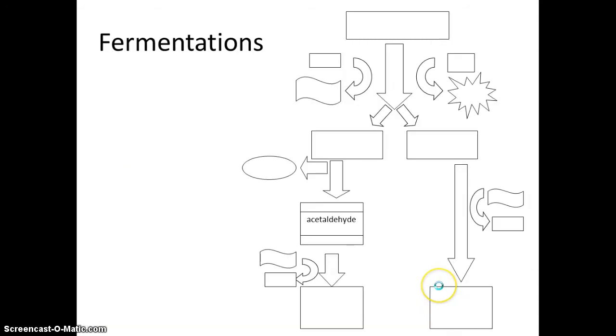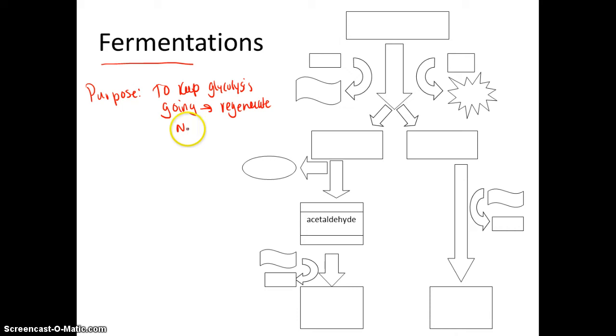If we don't have oxygen, they'll go through fermentation, and depending what kind of organism you are, there are 2 types of fermentation. So the purpose of fermentation is to keep glycolysis going. And to keep glycolysis going, you got to regenerate NAD plus to keep glycolysis going.